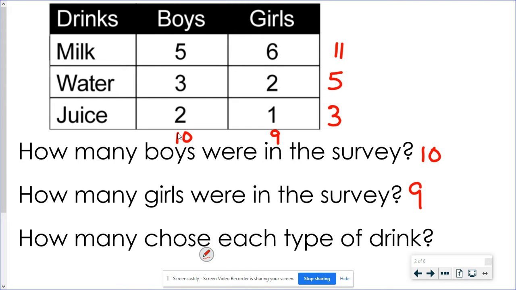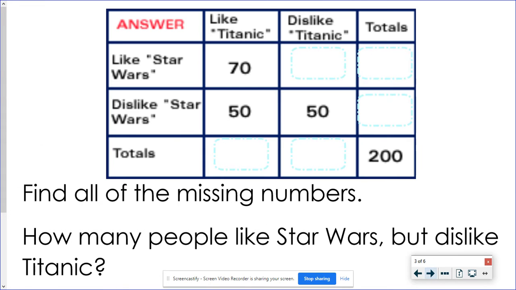So if I add up the total from the boys and the girls, that would give me 19 students total here. And if I add up the totals from the rows, from the different drinks, 11 plus 5 is 16, plus 3 is 19. I should always get the same total when I add the rows or the columns.